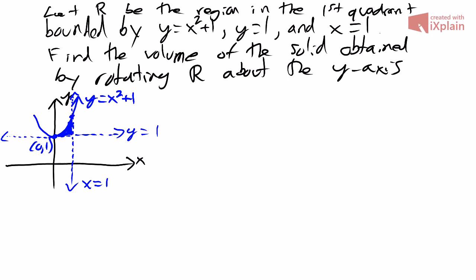And this point here we're going to want to know. That's where x is 1. Now you could find what the y value is by substituting it into the equation for the parabola, and that's 1 squared plus 1, so that's 2. So the point is 1, 2. Now let's rotate that around the y-axis.